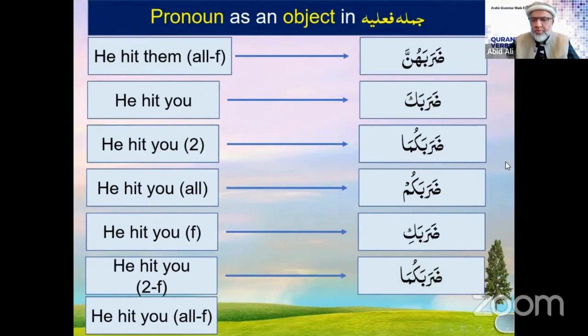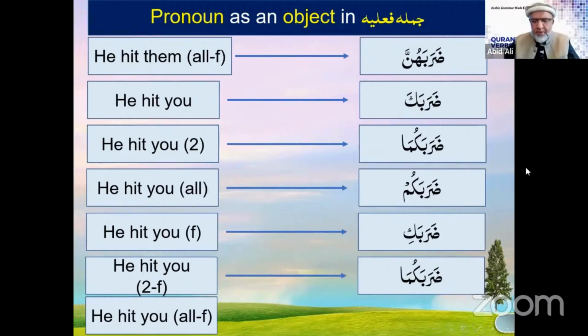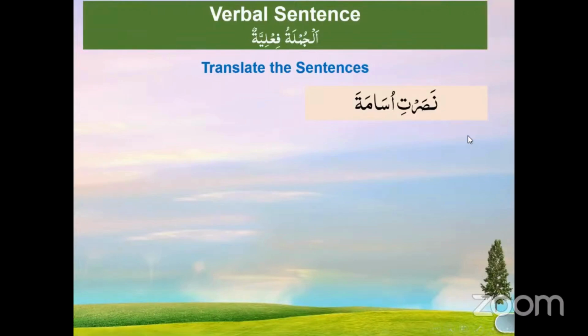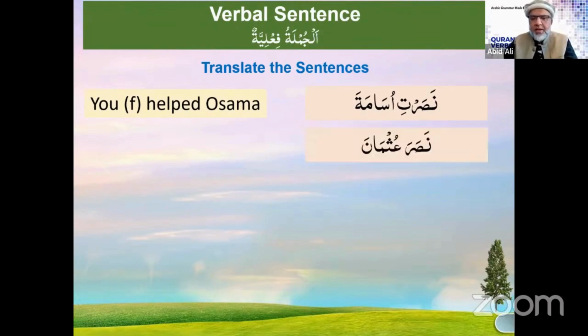He hit you all, female. Who's going to give me this one? Darabakunna. Mashallah, very good job. Okay. Next set of sentences. Nasarti Usamata. Sister Homa. You helped Osama. Nasarti, you female helped Usama. Jazakallah khair. Nasara Usmana. Who's next? Who wants to do this?